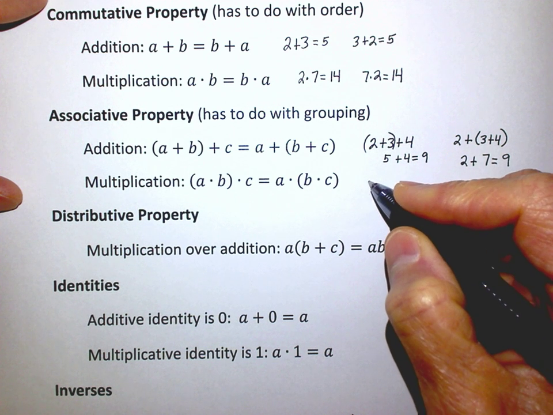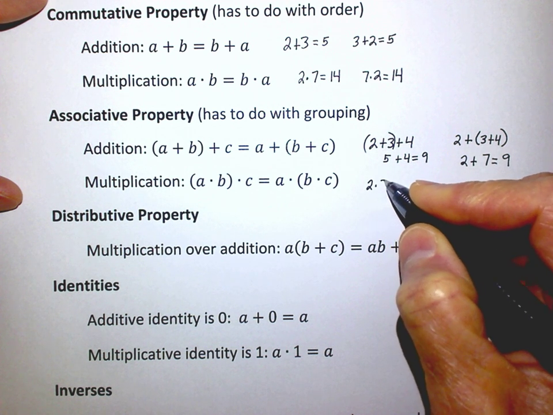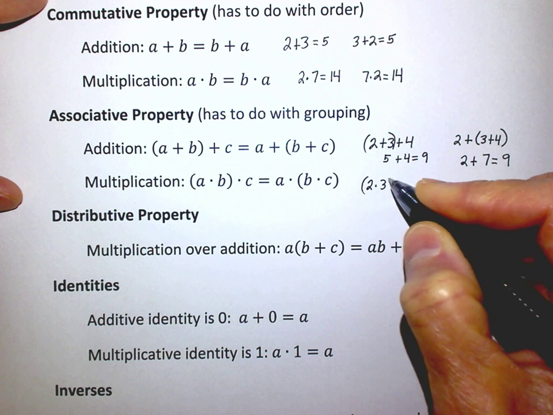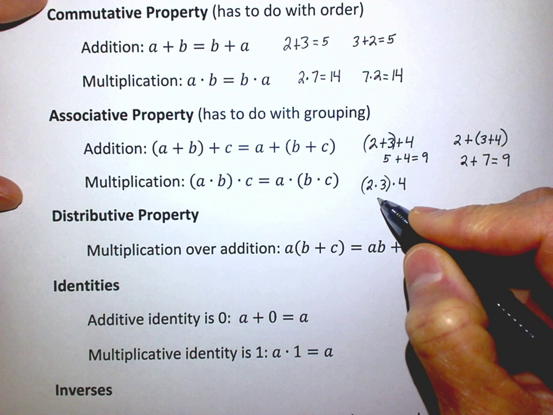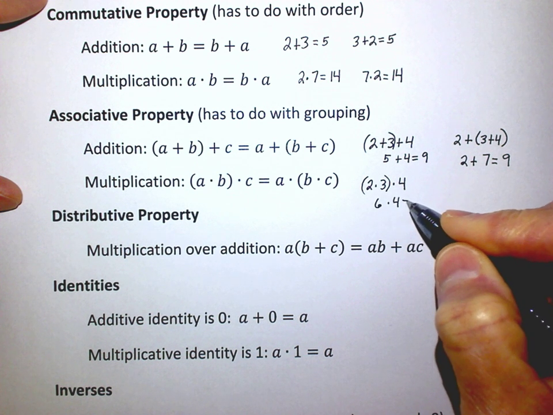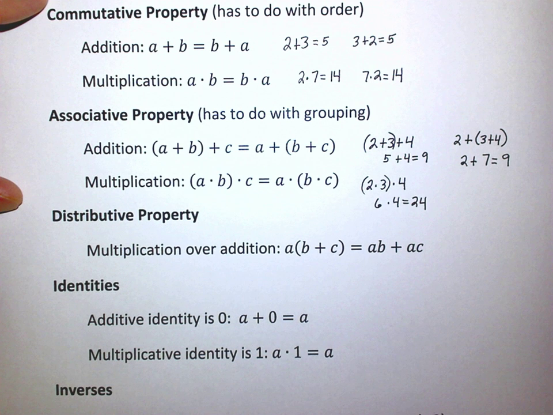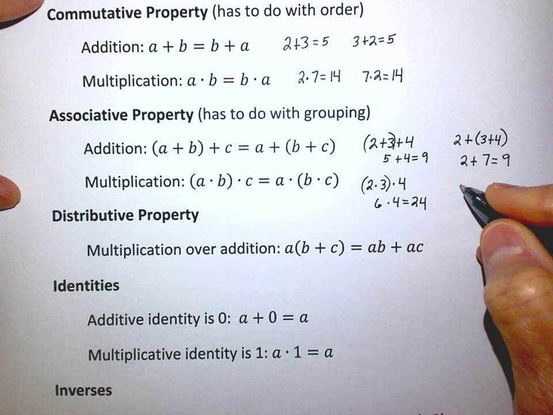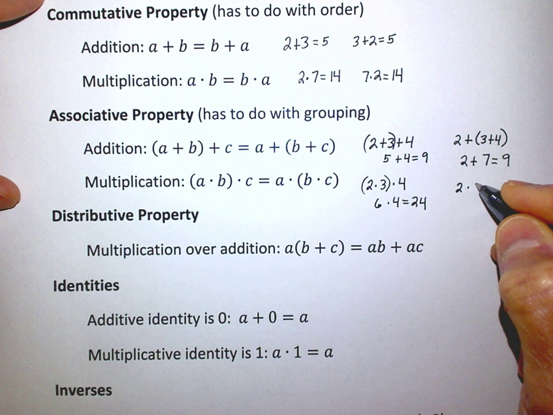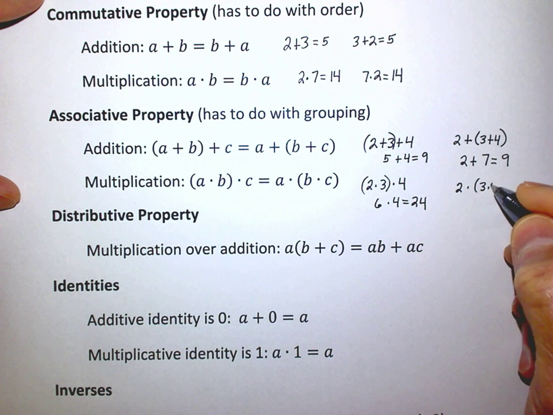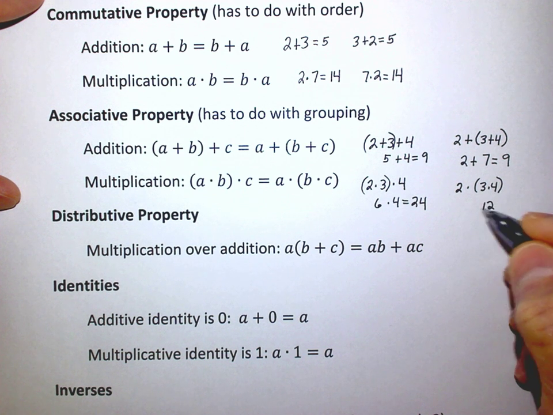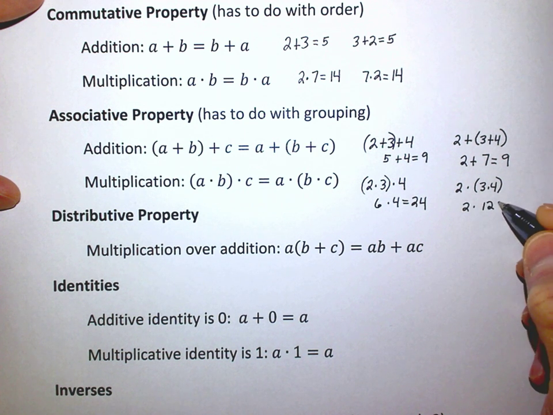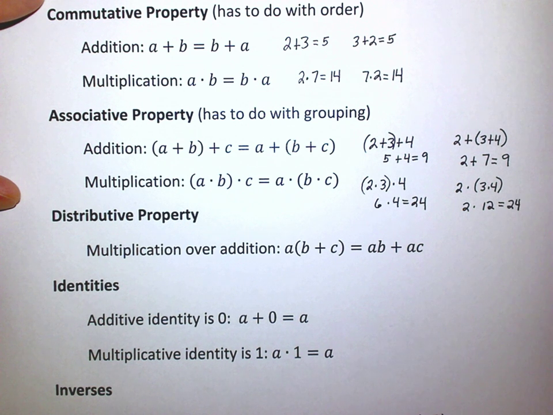Let's try 2 times 3 times 4. 2 times 3 is 6. 6 times 4 is 24. Let's group them a different way. 2 times 3 times 4. 3 times 4 is 12. 2 times 12 is 24. So we got the same answer.